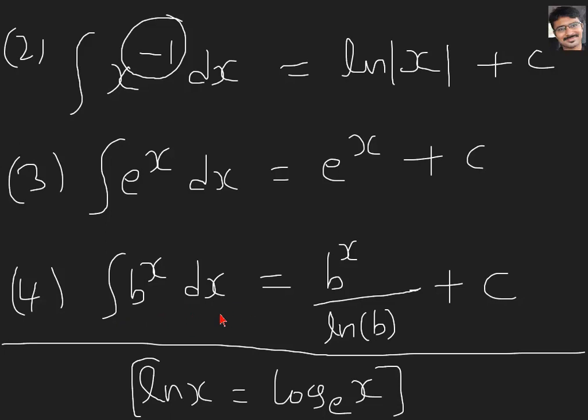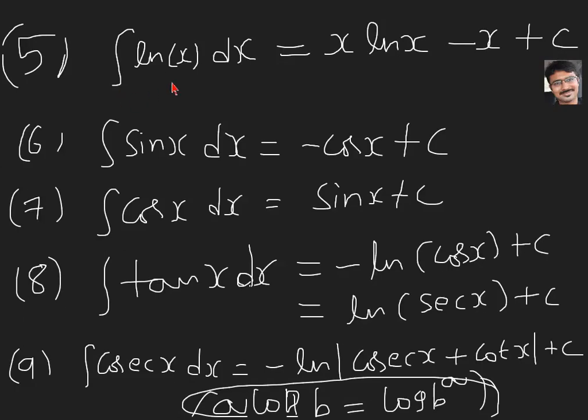Integral b^x dx is nothing but b^x / ln b. Ln b is nothing but log b base e. So you have to remember this formula. Now the next one, integral ln x dx. Just memorize this formula: x ln x minus x plus c. Don't forget ln x is nothing but log x base e.